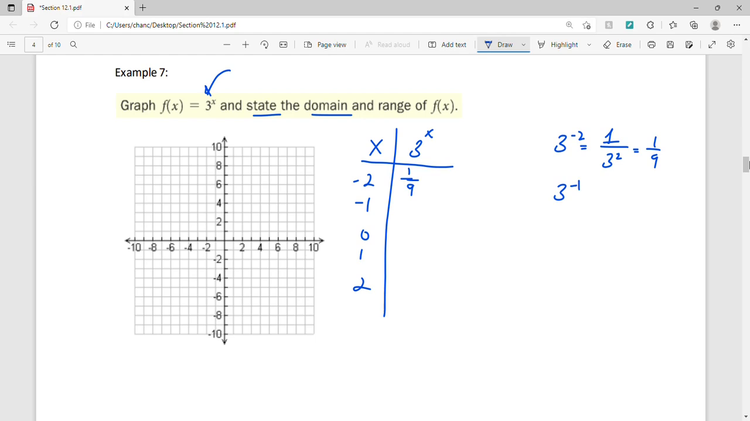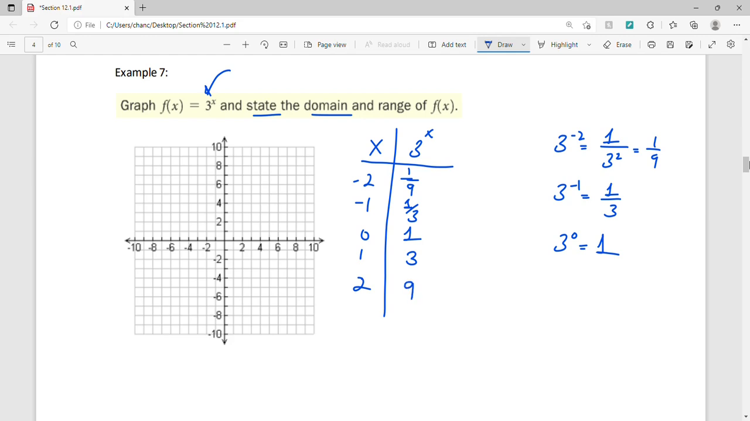3 raised to the -1 is equivalent to 1 over 3. So we'll write 1/3 here. 3 to the 0, well, that's going to be equal to 1, because anything raised to the 0 power is equal to 1, except 0. 3 to the first, that's easy to do, that's just 3. And 3 squared gives me 9.